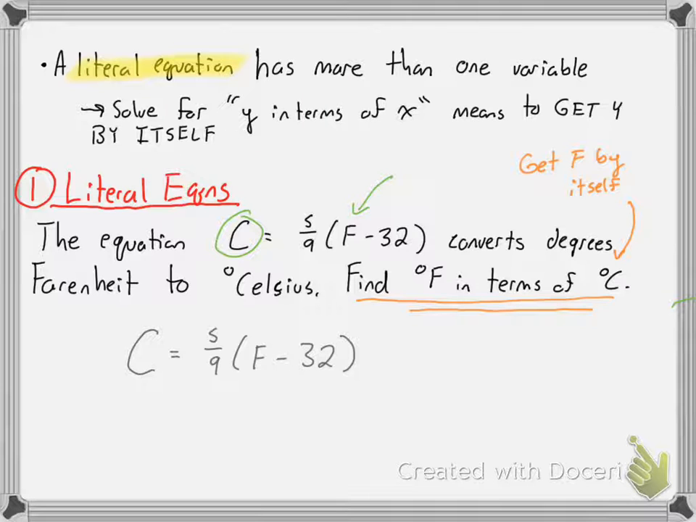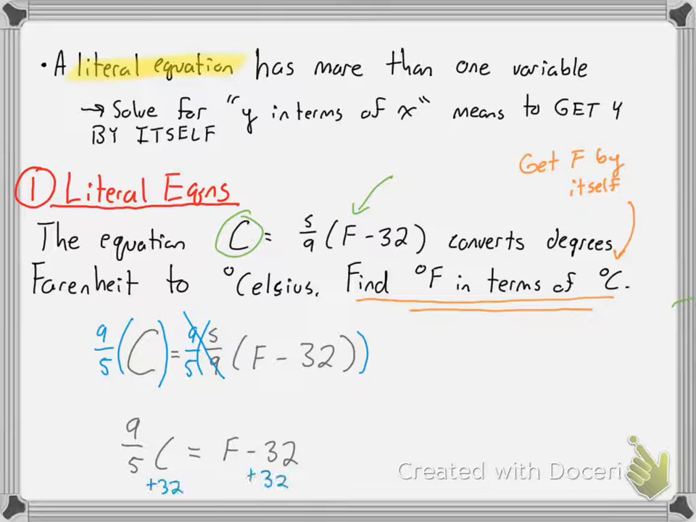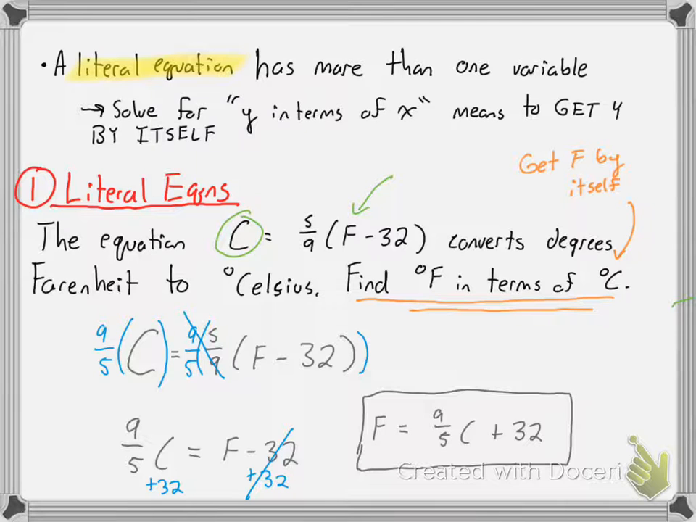First I would deal with that fraction coefficient to get rid of the parentheses. How I always like to do these is to multiply by the reciprocal. So I'm going to multiply both sides by 9 over 5. On the right, that fraction is going to cancel out. Now I have 9/5 C equals F minus 32. Finally, to get that F by itself, I'm going to add 32 to both sides, and I'm left with F equals 9 over 5 C plus 32. Again, this equation would be really helpful if I'm given degrees Celsius but I wanted to find Fahrenheit. I could just plug in Celsius and it would spit out degrees Fahrenheit.